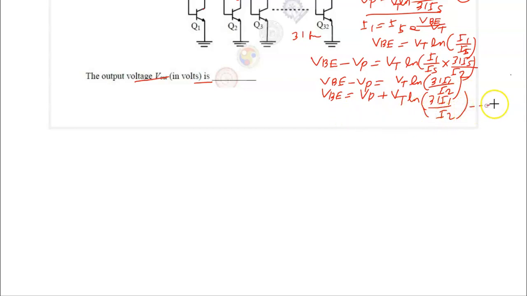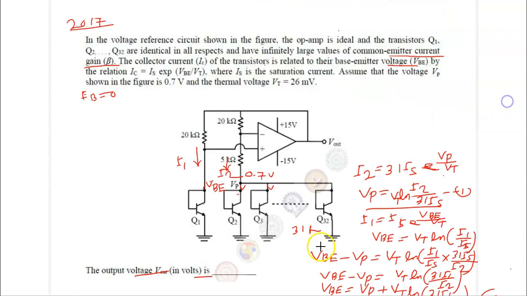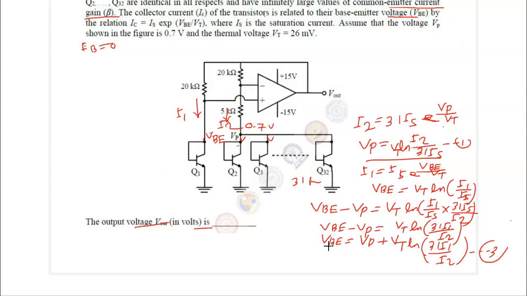This is your equation 3. Now the concept of the diode-connected transistor is over. Now come to the operational amplifier. The beauty of this question is they have also given the biasing voltage of the operational amplifier. Some people may mark the minus 15 volt or plus 15 volt, so that's why they have also given the values.